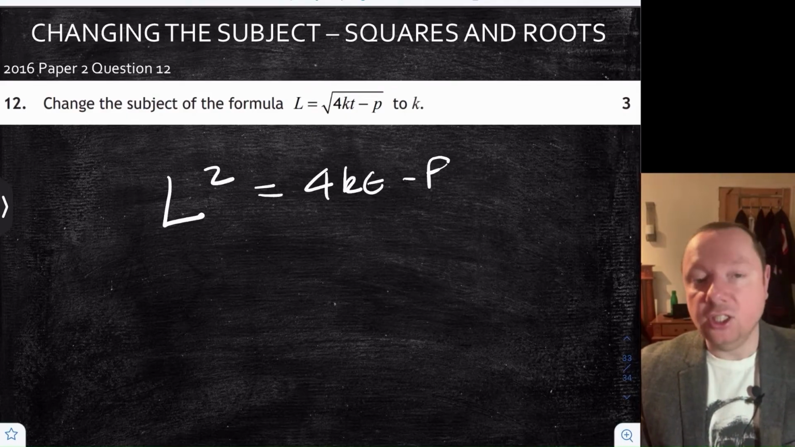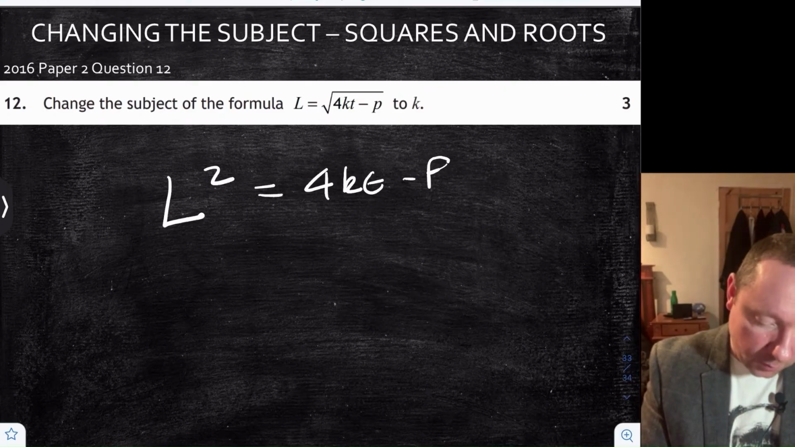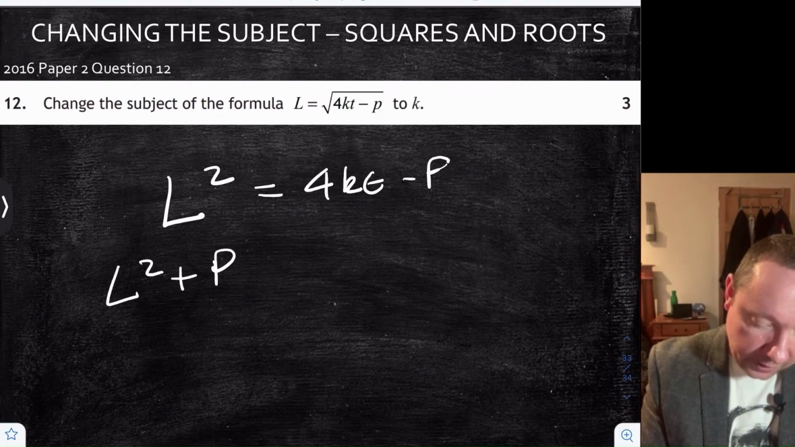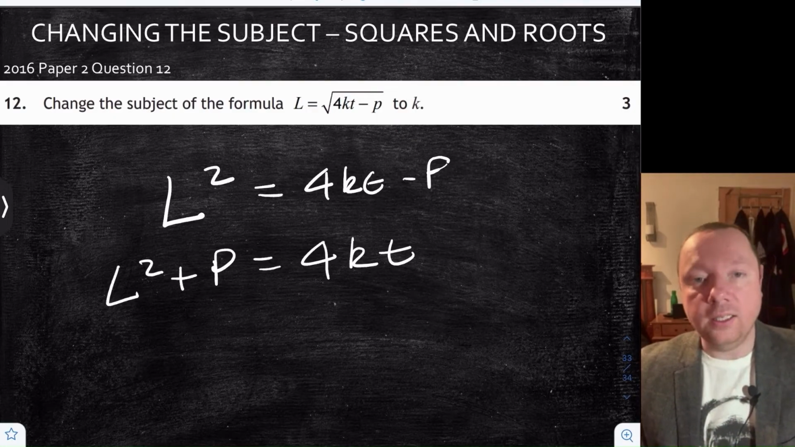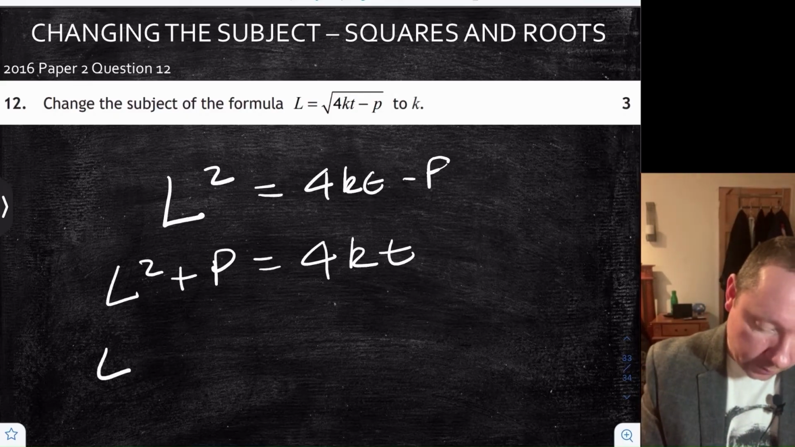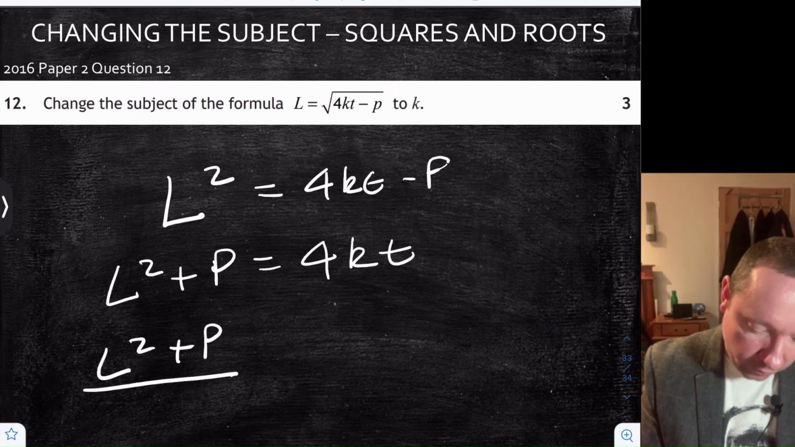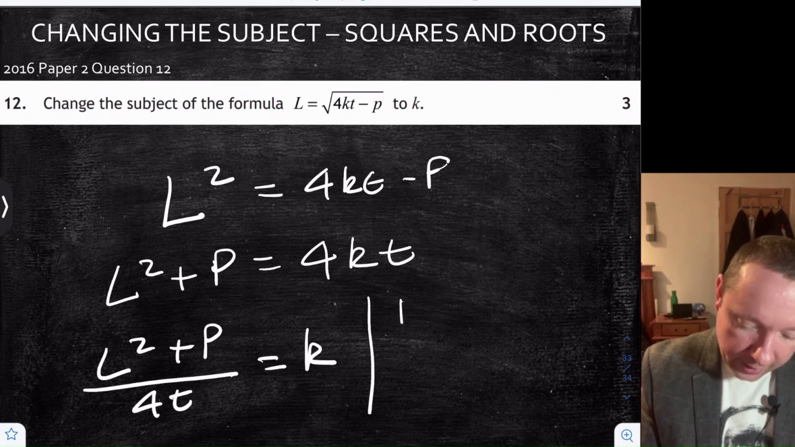Now I can change it to k in the same way. Adding p to both sides, I get L squared plus p is 4kt. Dividing through by anything which is attached to that k, which is 4 and t this time, we get L squared plus p all over 4t equals k. Or you can write it the other way, k equals L squared plus p over 4t.